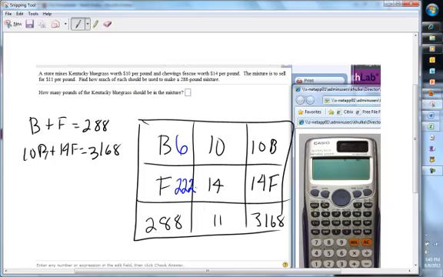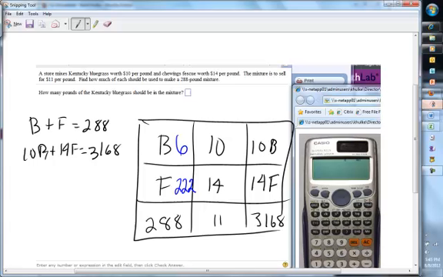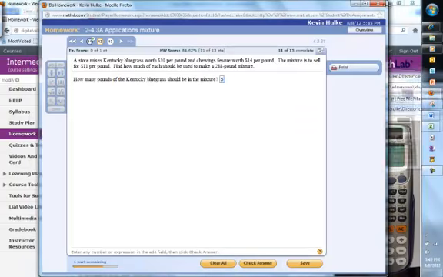10B, 14F. That just doesn't seem right. Let's see. Okay, then we have to look at our equations again. Yeah, it doesn't seem right. Let's go back to our matrix. I have 1 equals, I see what I did wrong. I had 11. So X is 216 and Y is 72. There we go, 216 and 72.